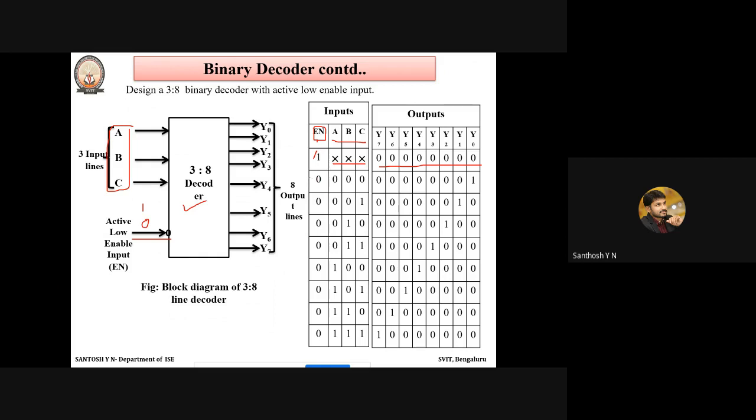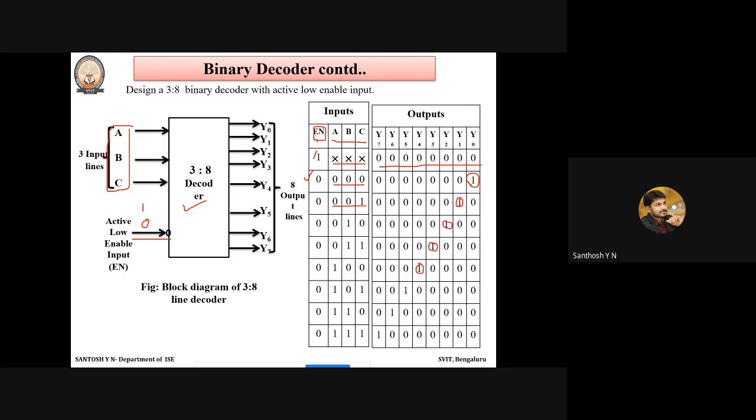Now from the next case, I have activated my decoder by giving the active low signal, that is 0. If the inputs A, B, C are 0 0 0, only y0 is 1. If my inputs are 0 0 1, y1 is 1. Next, y2 is 1 if my inputs are 0 1 0. If you observe, the rest are all filled with zeros. Similarly, y3 is 1 if my inputs are 0 1 1, and y4 is 1 if my inputs are 1 0 0.